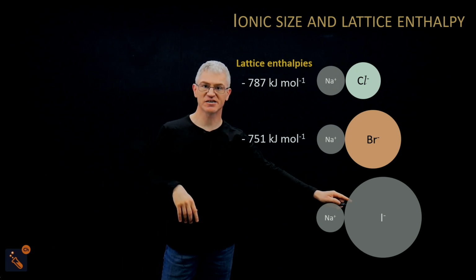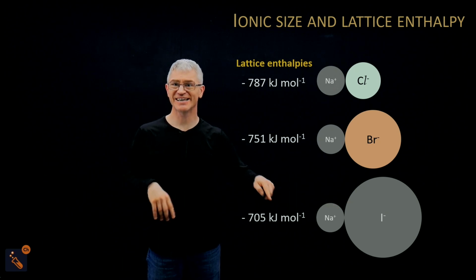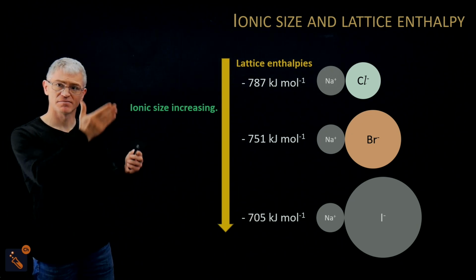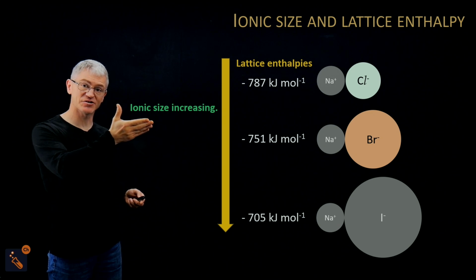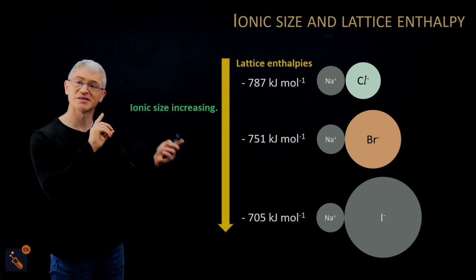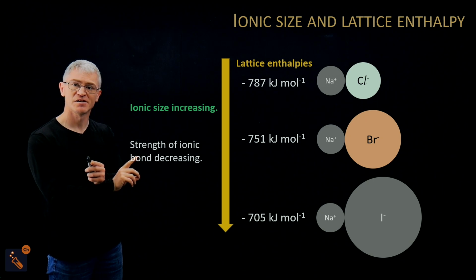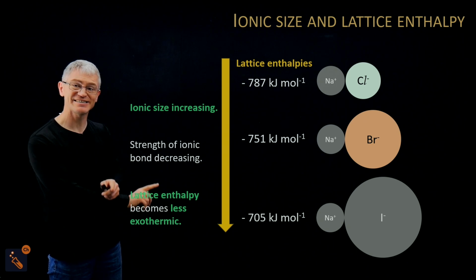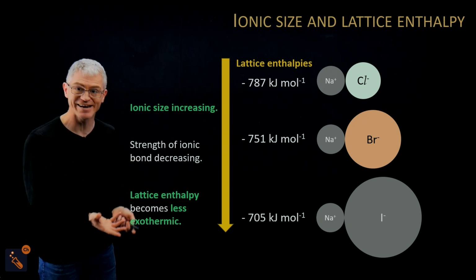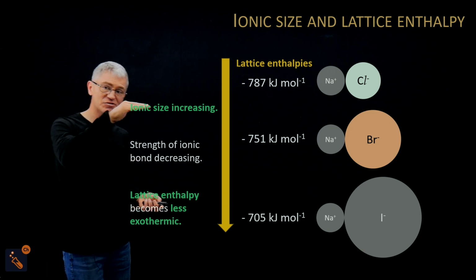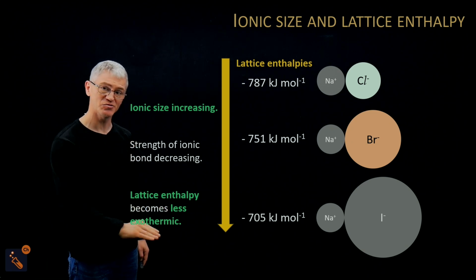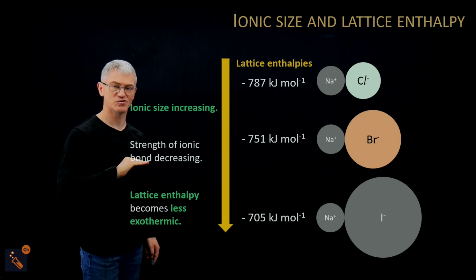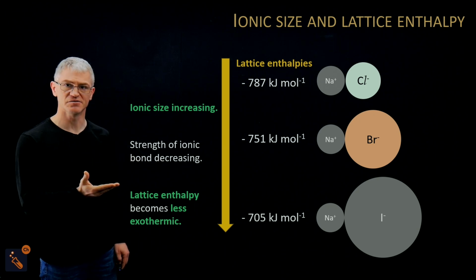We then go for iodide, and again, it's more endothermic, okay? And that is generally your trend. The ionic size is increasing of those non-metals. Remember, this can be the other way around with the metals changing as well. Strength of the ionic bond is decreasing. Lattice enthalpy becomes less exothermic, or you can say more endothermic. And these green things are the things you have to say in the exam, okay? So you have to say these in the exam. It's all about size and how that affects the lattice enthalpy, okay? And that's how you do it.